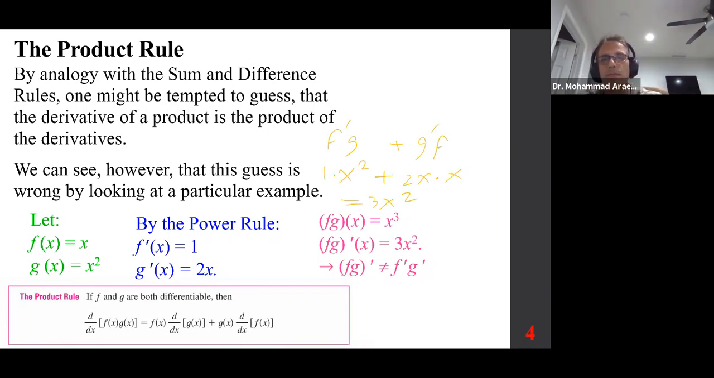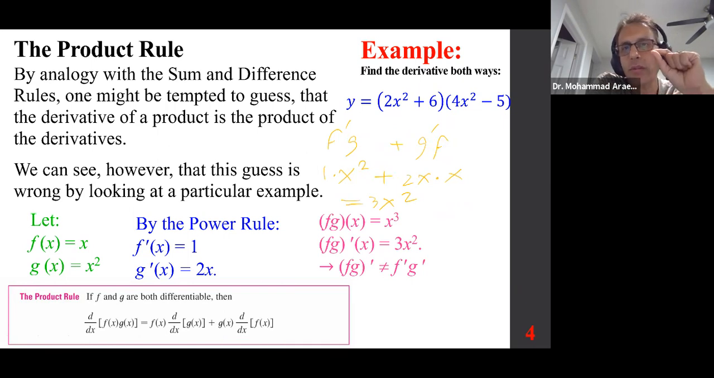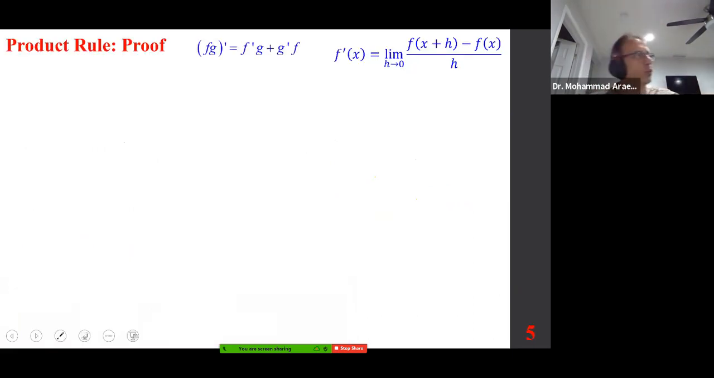So let's look at the proof here. You're not responsible for the proof, but I like to go over that. By the way, this example says find the derivative both ways. I hope everybody recognizes what we mean by both ways. Number one, by the method of the previous section, first, simplify this. That means multiply the first parenthesis by the second parenthesis and differentiate. By the method of this section, use the product rule. That's the idea of two ways.